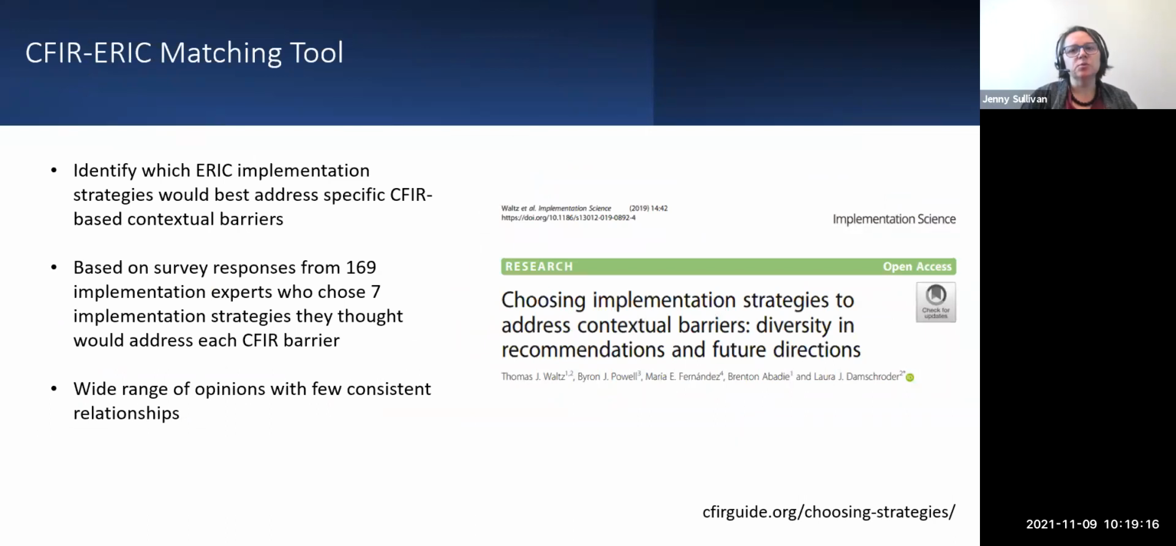So one recently developed tool for selecting implementation strategies is called the CFIR-ERIC matching tool. And the tool was developed based on survey responses from implementation experts, 169 of them, who chose up to 7 implementation strategies they believed would best address each CFIR barrier. Respondents had considerable variation in their opinions, and so the wide heterogeneity of the endorsements obtained suggests there were relatively few consistent relationships between CFIR-based barriers and those ERIC implementation strategies. So more research is obviously needed to better guide strategy choice. But although consensus was not strong, the tool provides a prioritized list of strategies to consider based on your knowledge of potential CFIR-based barriers in your own project, which we have found very useful.